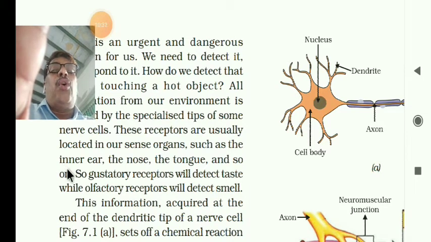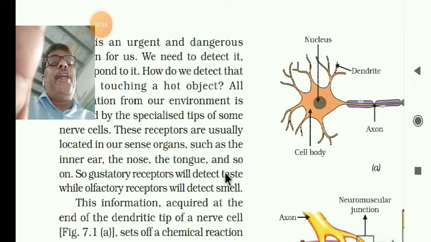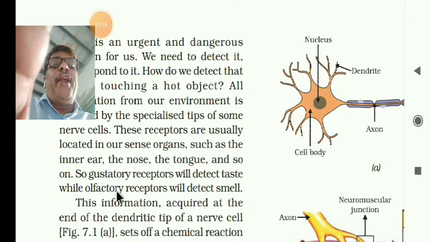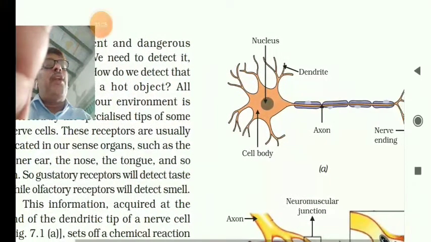Okay, students. Gustatory receptors detect the taste for us, while olfactory receptors detect the smell. Dear students, these both are so important. You have to remember them also. Gustatory receptors will detect the taste, while olfactory receptors will detect the smell.